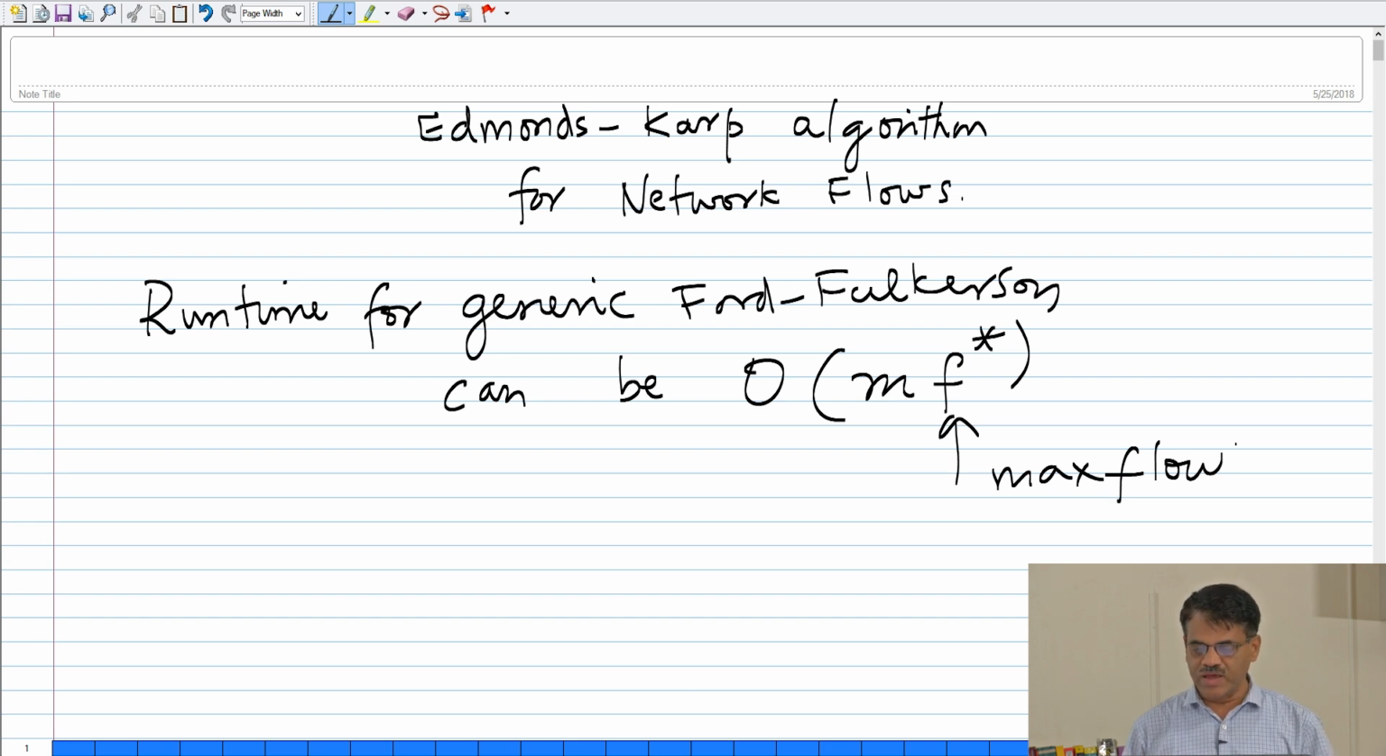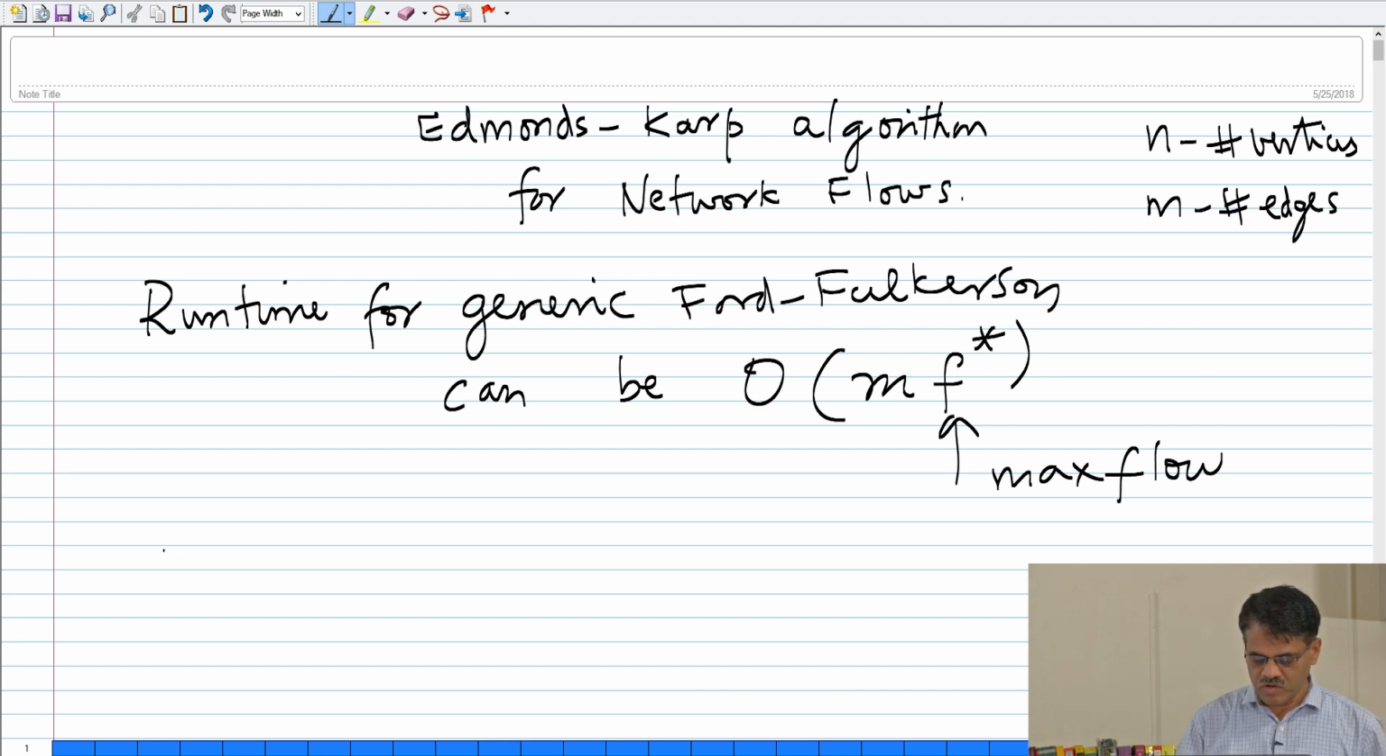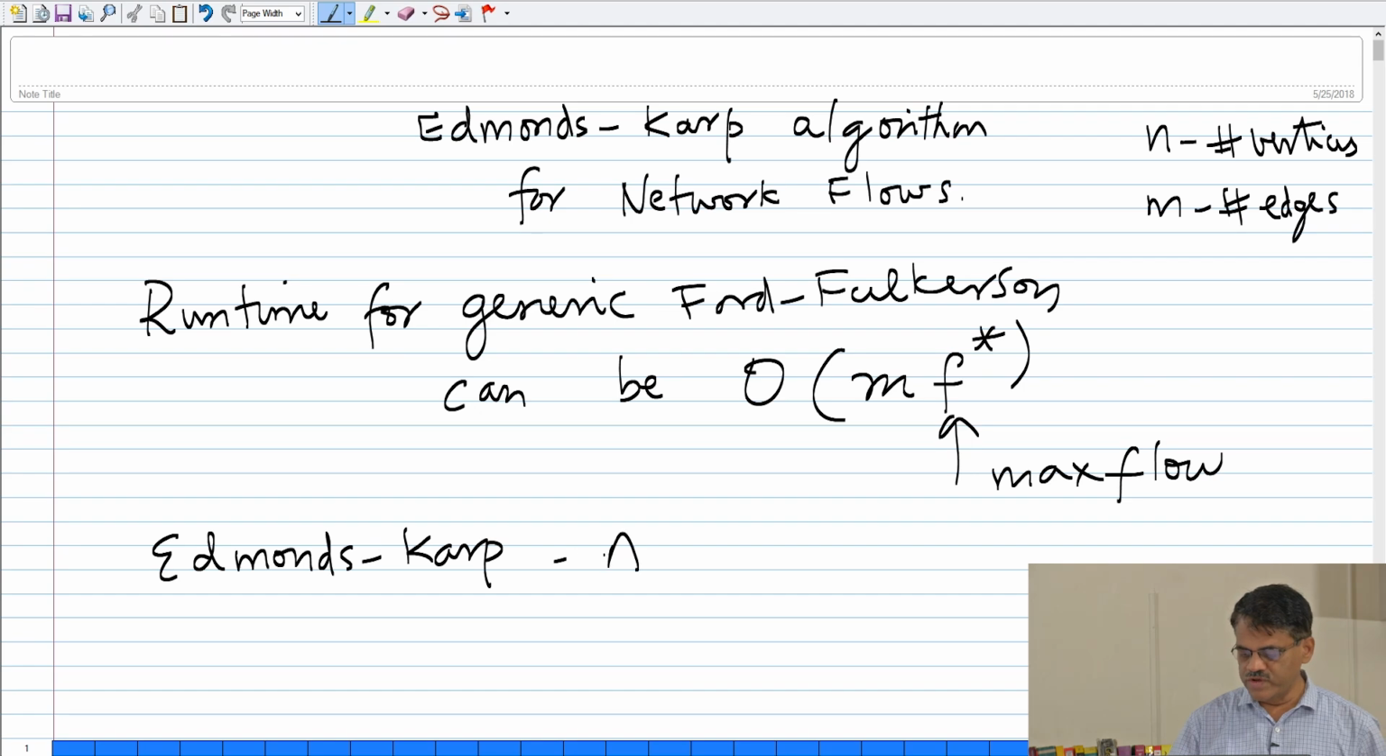So Edmonds and Karp came up with the following very simple idea to improve the running time to something purely a function of n and m. n is the number of vertices, as always, and m is the number of edges. And their algorithm is simply: always augment through the shortest path.